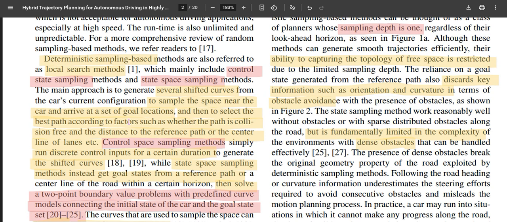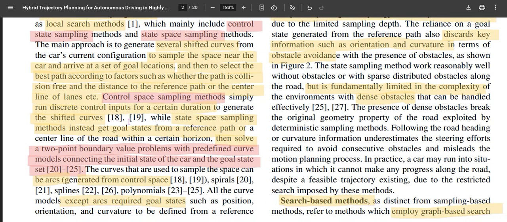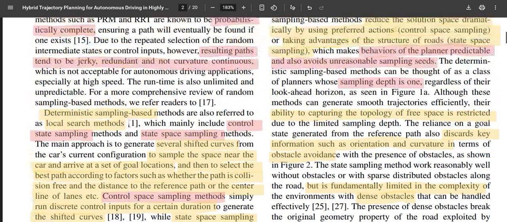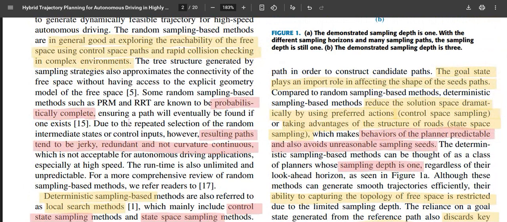Similarly, the state space sampling method also generates multiple paths by solving two-point boundary value problems with a predefined curve model connecting the initial state and the set goal state. So both are generating multiple paths, and the best path is chosen based on the cost functions.